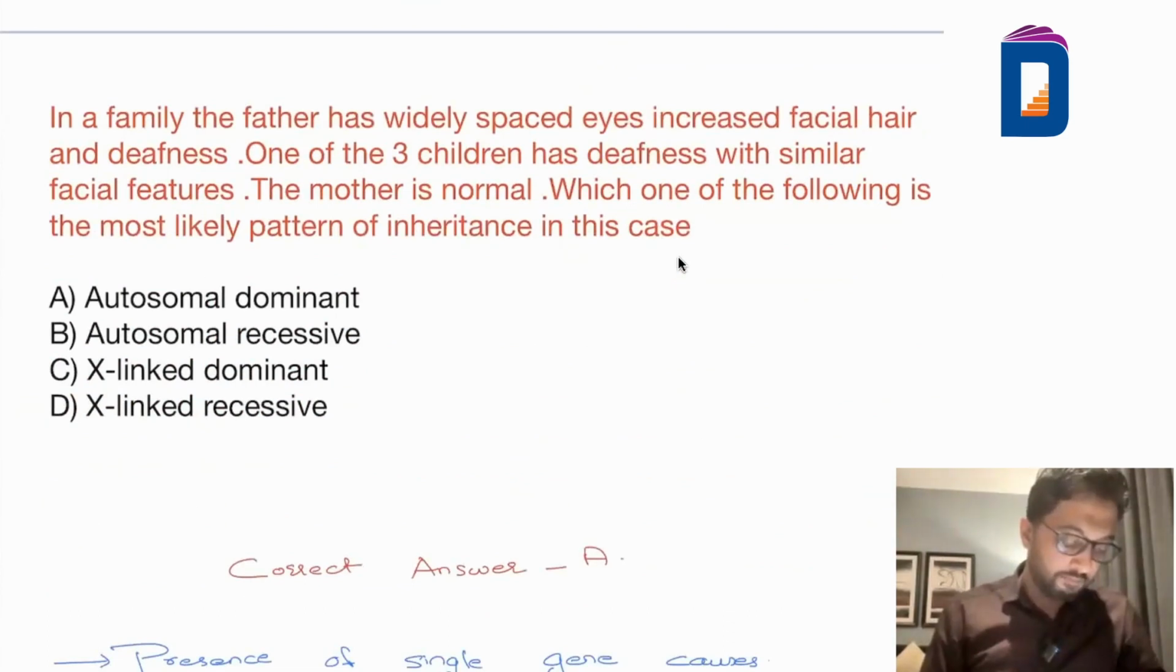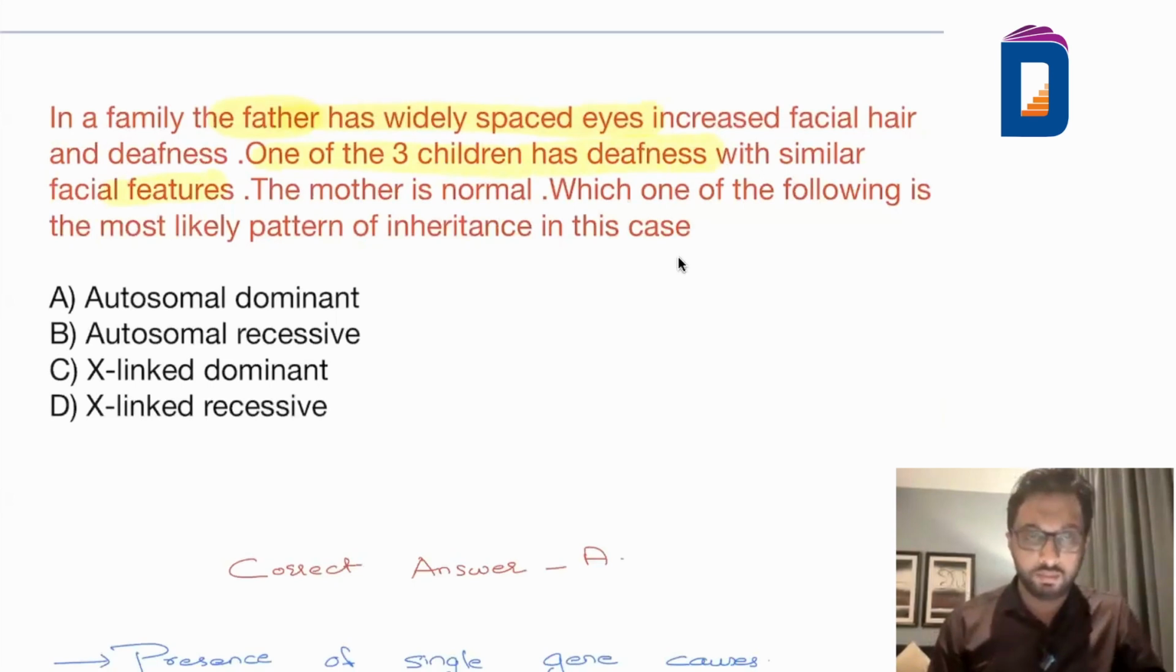In a family, father has widely spaced eyes. So it's the father. Increased facial hair, deafness. One of the three children has deafness with similar facial features. Now, one of the three children, what does it mean?